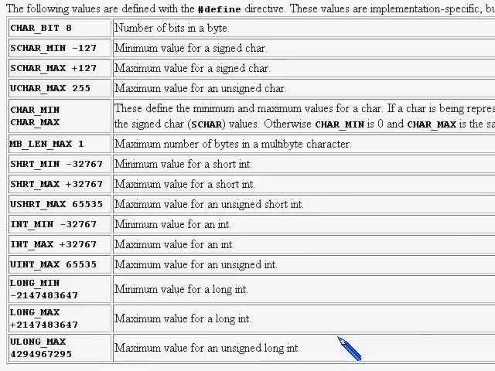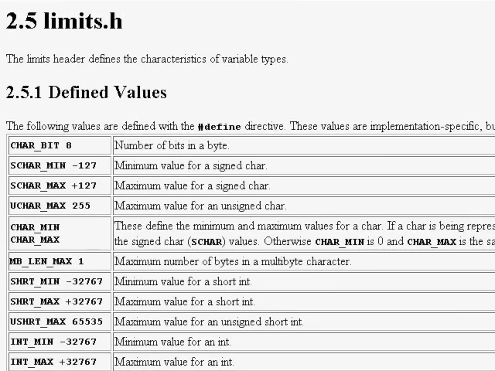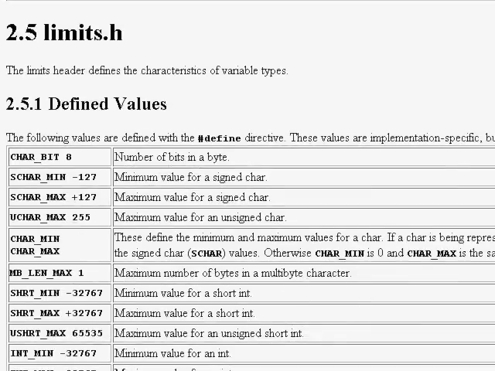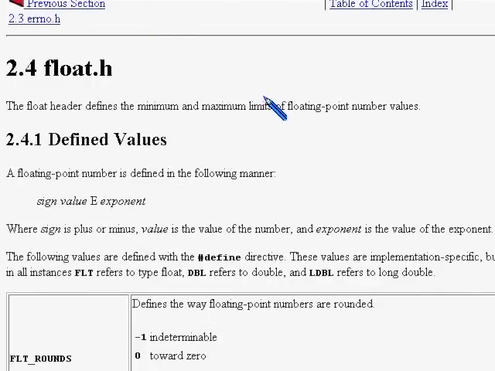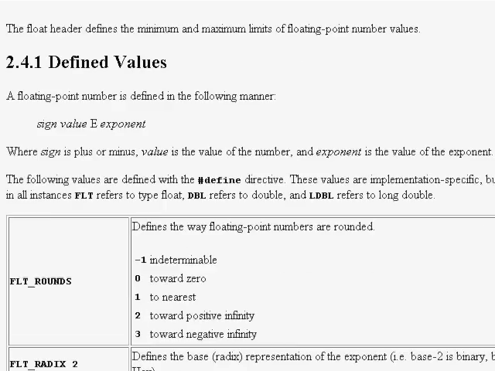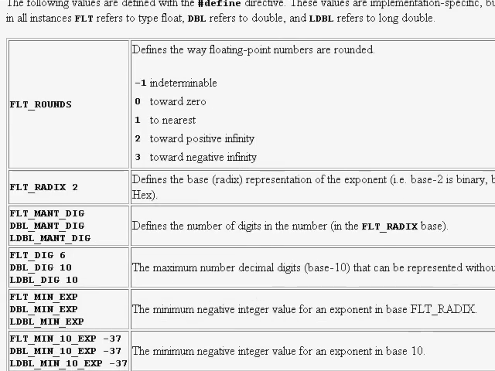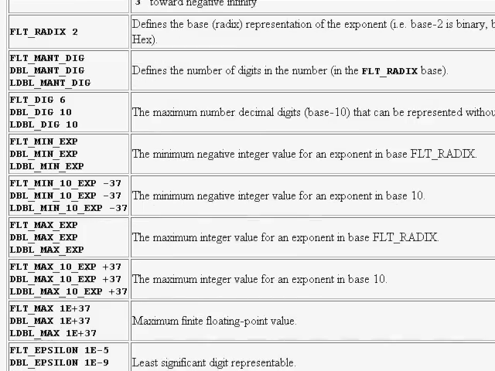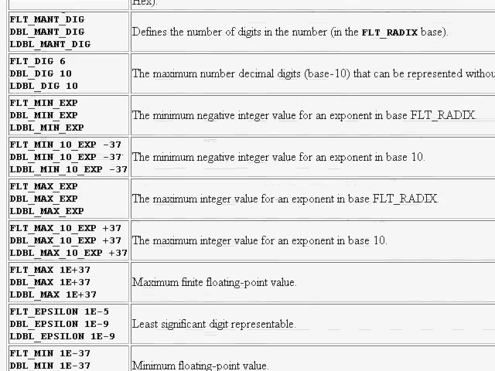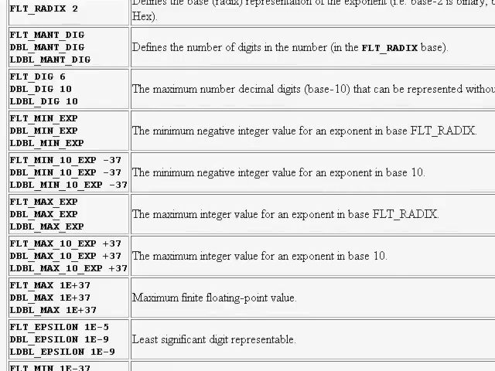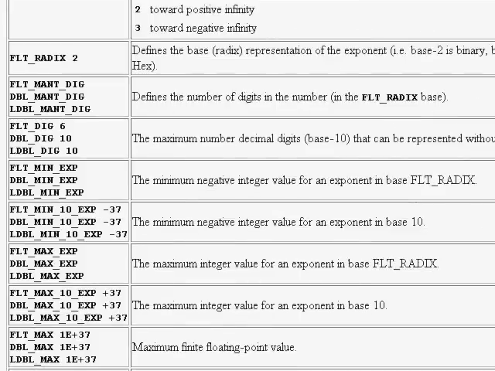Okay, this is defined in this thing called limits.h. And if you want to know similar things about float, it's actually defined in float.h. So I'll just show that also. Okay, so this is float.h. If you go through this, it'll give you the detailed range of what float, double and long double do.